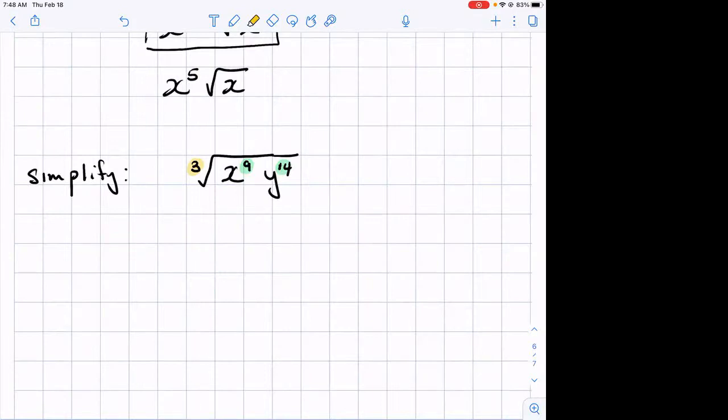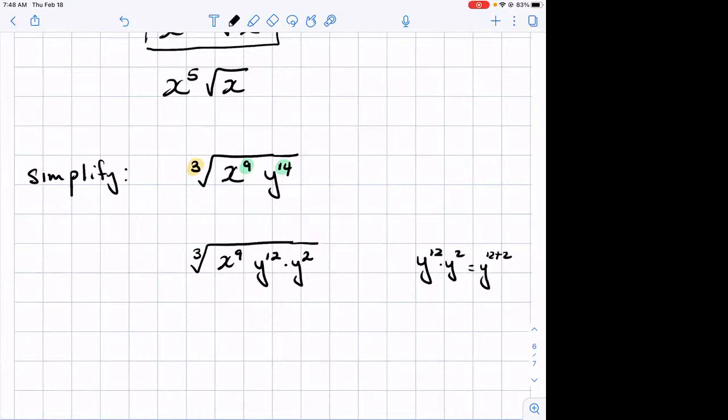We don't want to make it a 15 because then we end up with a negative power, okay? So we can say that this is the same as x to the 9th, we will leave y to the 12th times y to the 2nd power, because 12 plus 2 is 14, right? y to the 12 times y squared is equal to y to the 12 plus 2, which is equal to y to the 14th.